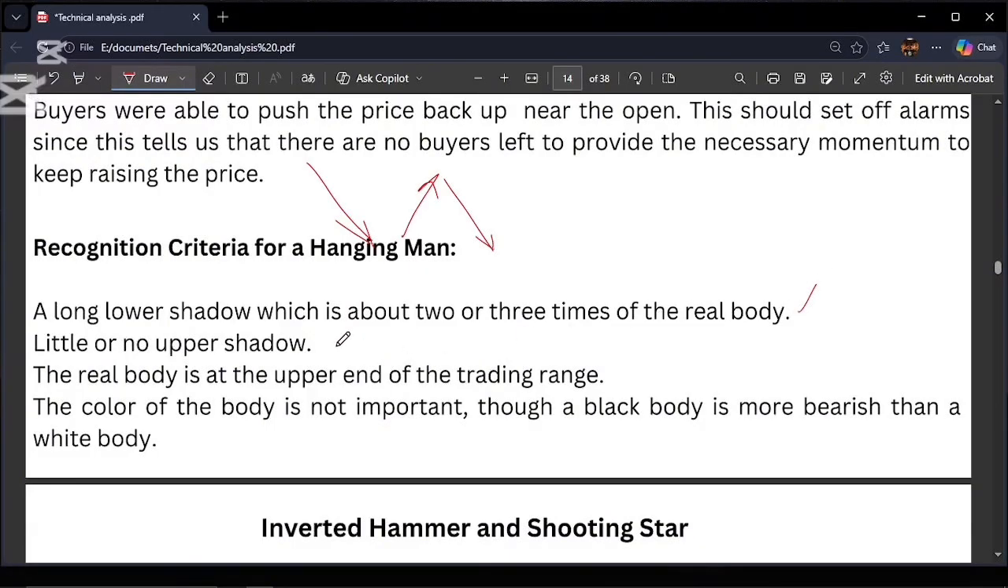There should be little or no upper shadow. The real body is at the upper end of the trading range. The color is not important, though a black or red body is more bearish than a white body.